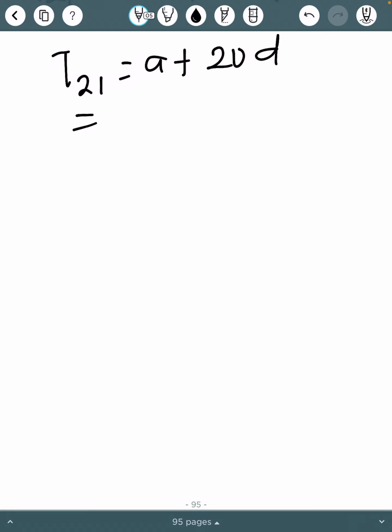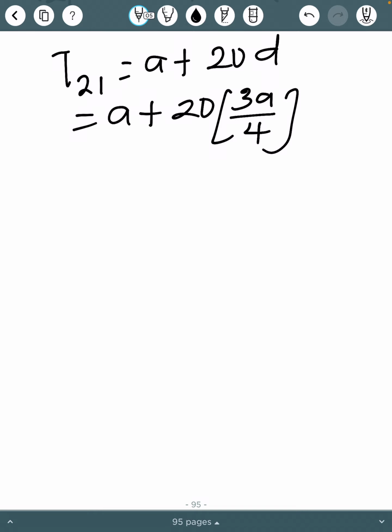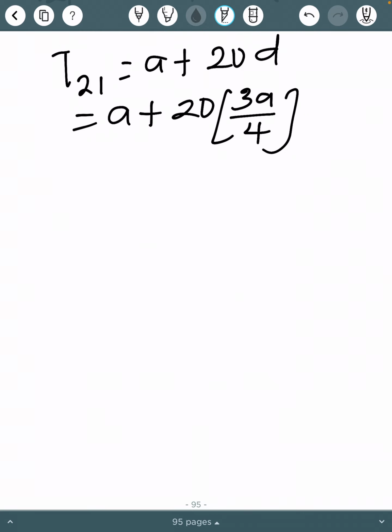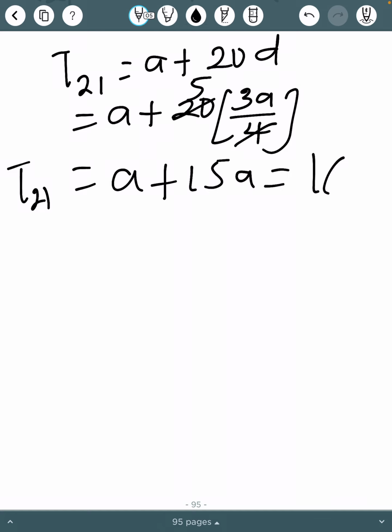That will give me T21 is a plus 20 times my common difference, which is 3a over 4 from here. So I will move it over to this place. That gives me my T21 as a plus 4a, 4 fives, a plus 15a, which will give me 16a. So my T21 is 16a.